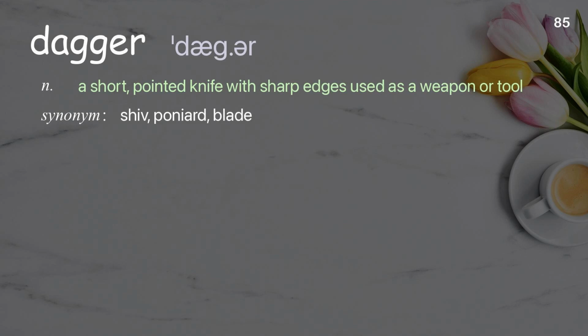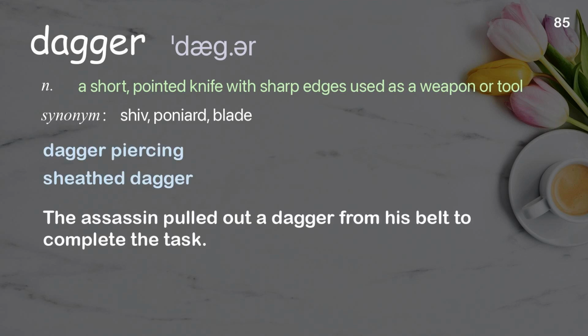Dagger. A short, pointed knife with sharp edges used as a weapon or tool. Examples: Dagger piercing. Sheath dagger. The assassin pulled out a dagger from his belt to complete the task.